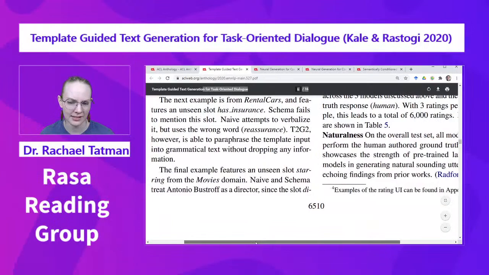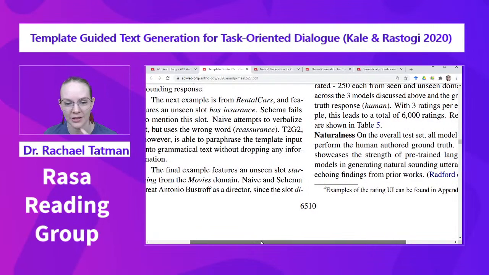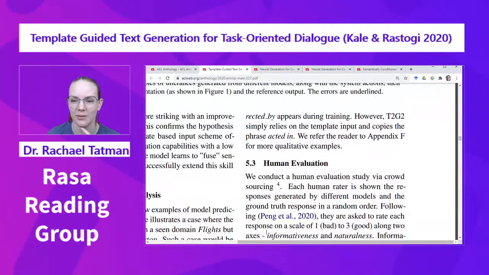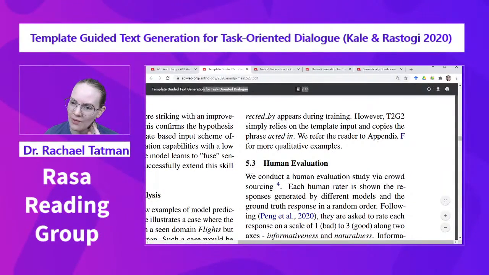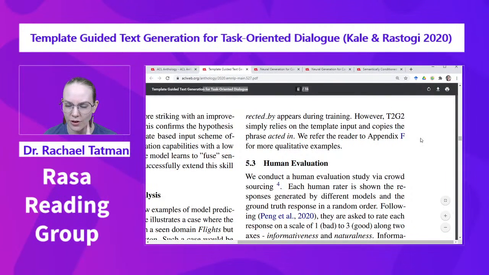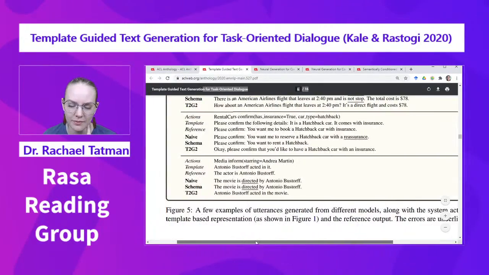And then the third one, the final example features an unseen slot starring from the movies domain. Naive and Schema treat Antonio B as a director since the slot directed by appears during training. However, T2G2 simply relies on the template output and copies the phrase acted in. We refer the reader to Appendix F for more qualitative examples.